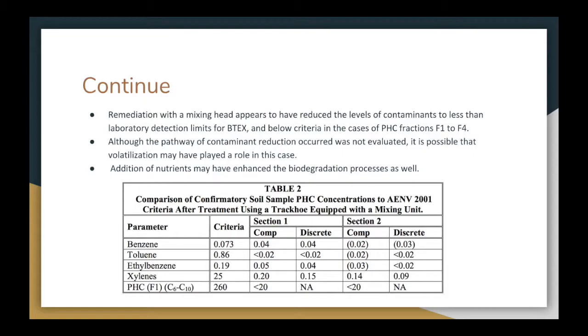Although the pathway by which contaminant reduction occurred was not evaluated, it is possible that volatilization may have played a role in this case. Addition of nutrients may have enhanced the biodegradation process as well. Table 2 summarizes the analyzed parameters of concern for the impacted soil.